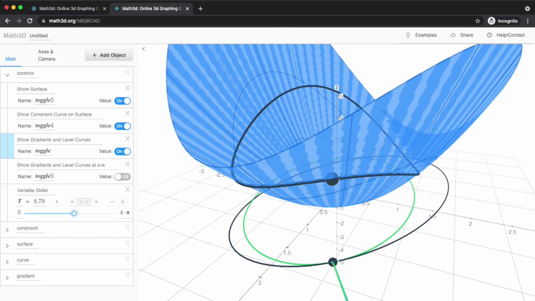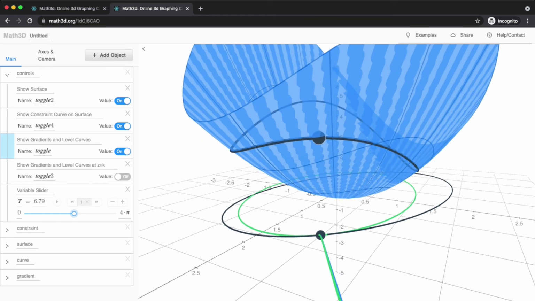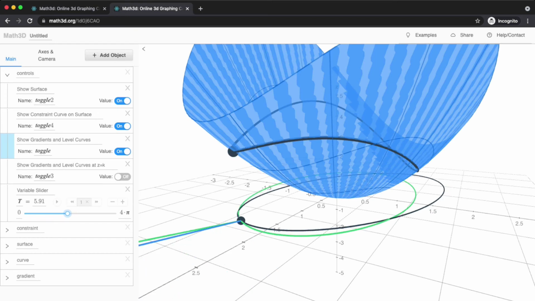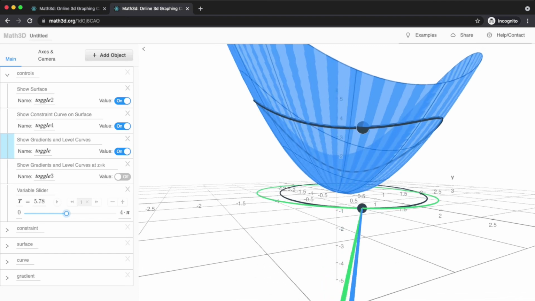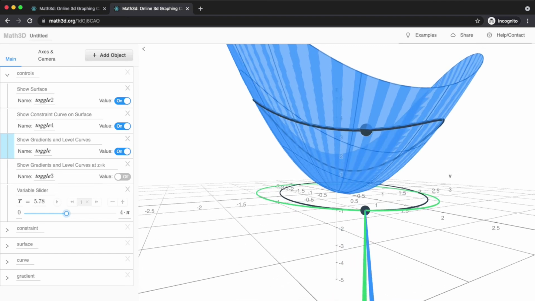But that's the idea, that at this point, the level curve and the constraint curve are tangent to each other, and that corresponds to a maximum or a minimum. And if I go around to the other one, so here I'm at a minimum on the surface. And again, you can see that the gradients are parallel to each other.